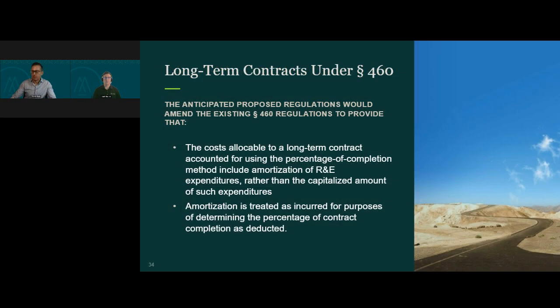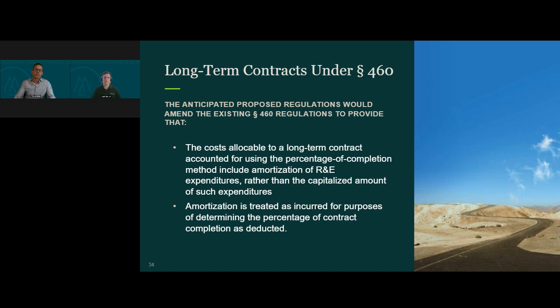All right, so long-term contracts. The notice is proposing changes that could have significant implications for companies that engage in long-term contracts or are operating under the percentage of completion method. So this is a lot of construction companies and even some software developers. We have an entire team that does that type of work, R&D or R&E work for those types of companies.